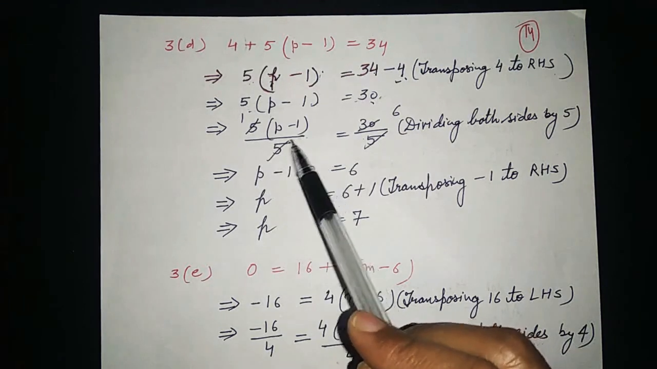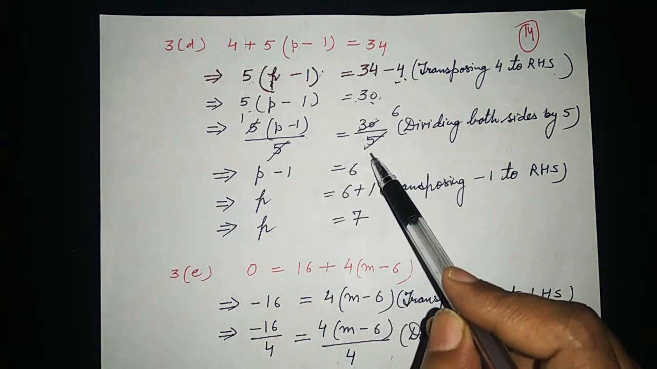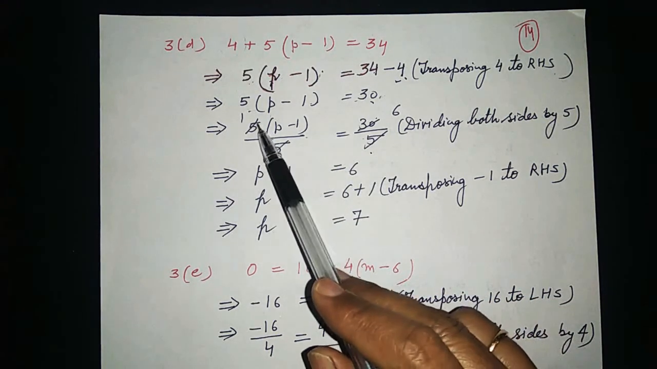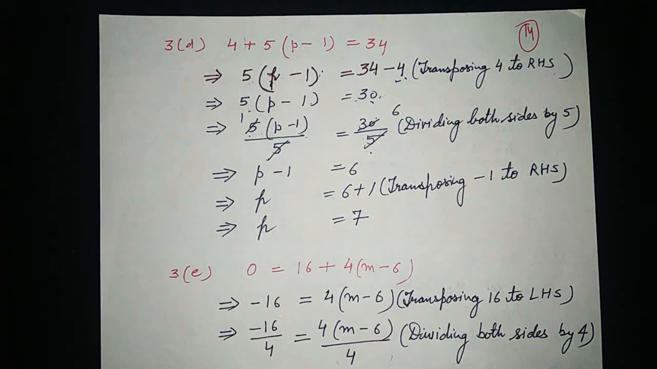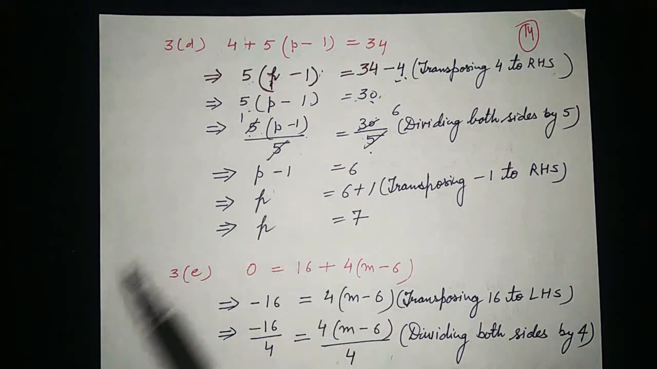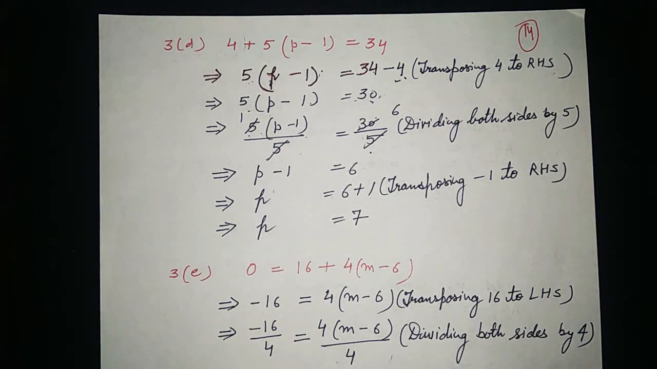Here you can see, left hand side I have divided by 5, right hand side I have divided by 5. In the left hand side, 5 by 5, 5 by 5, we will reduce. What will come? Here p minus 1 will come, and on the right hand side 6 will come.